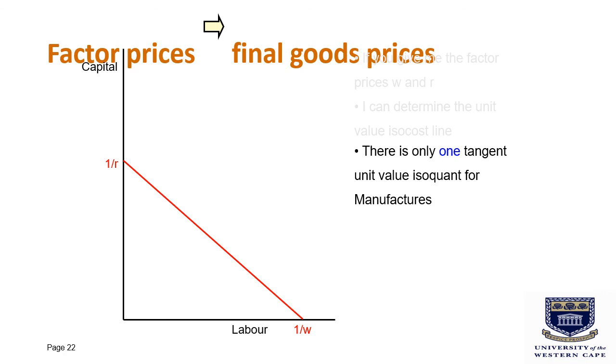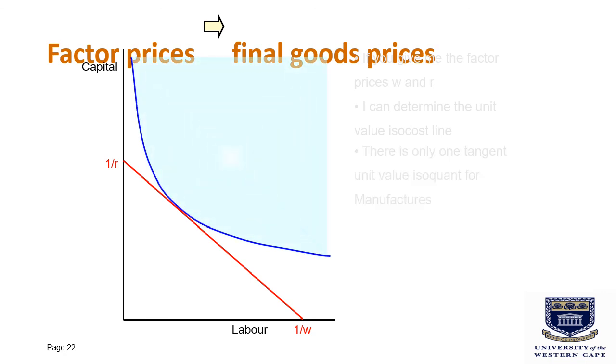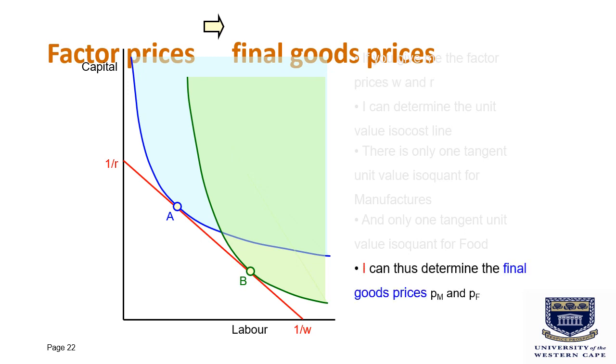And we know there's only one tangency point that can occur with manufacturers. So we find that point relative to the unit isoquant, and we know at the same time there's only one tangent point with the isoquant of food, and then we capture that. This is only graphically, right? Once you determine that, it allows you to find what the isoquant value is. Once you define the isoquant value for manufacturers and food, you can actually then find the prices for both those final goods.